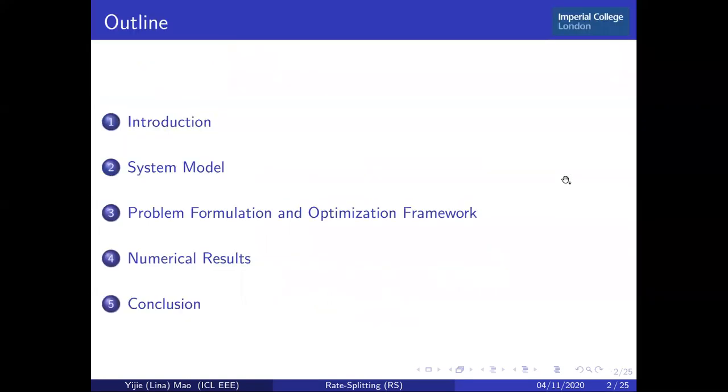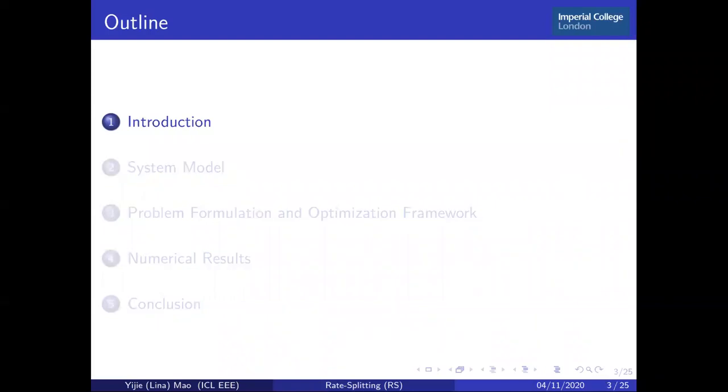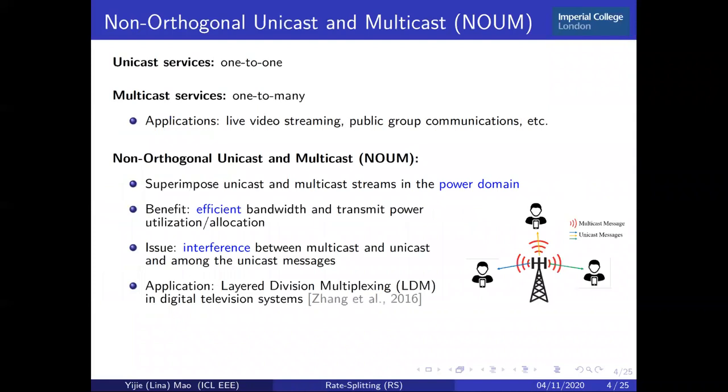My presentation today includes 5 parts, so let's directly go to the first part, introduction. In non-orthogonal unicast and multicast transmission, there are 2 different services, namely unicast and multicast services. Unicast refers to the transmission of a message that is only intended for a single user, so it's a one-to-one transmission. Multicast refers to the transmission of a message that is intended for multiple users, so it's a one-to-many transmission.